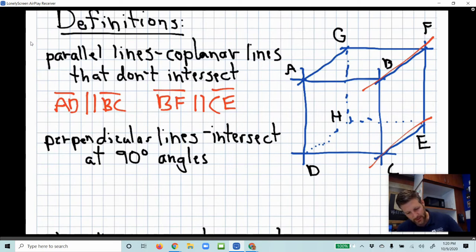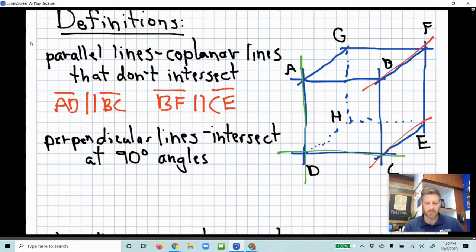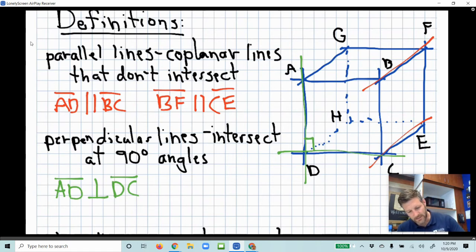Perpendicular lines would be something like, say, AD here, and then DC. That's why I drew this as a cube, because they would form a right angle right there. So we could write that as line AD is perpendicular, and you just draw a little T, or upside down T, basically, like that, and then DC. They are perpendicular.